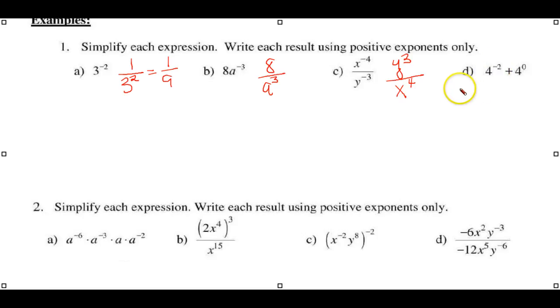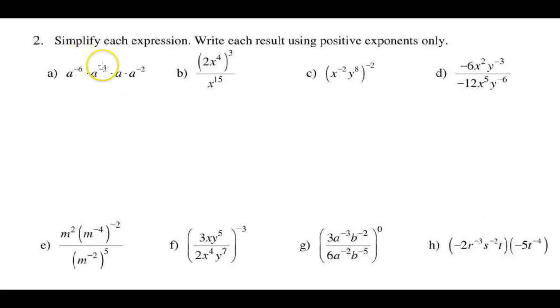Now this one's a little tricky. This is 1 over 4 to the second, which is 1 over 16, plus 4 to the 0 power is 1, and instead of writing 1, I'm going to write the 1 in this form, 16 over 16, so I can simplify this, so this becomes 17 over 16 as we prepare for the final. So we can do these together.